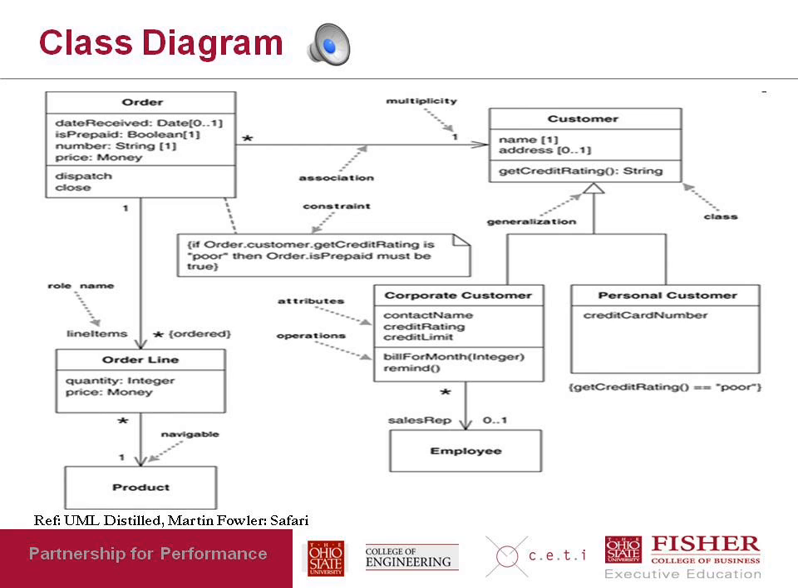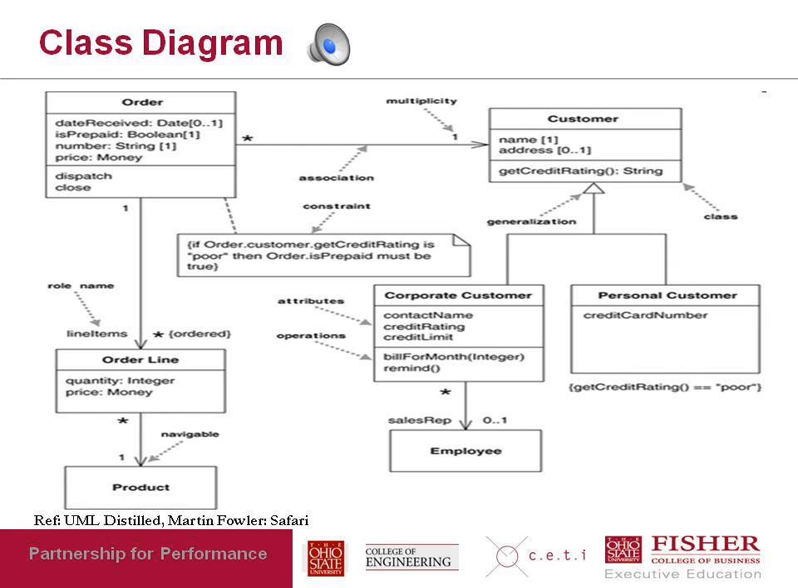Another thing that you will see in this diagram is something known as a constraint. So you will see something that says if order.customer.getCreditRating is poor, then order.isPrepaid must be true. So constraints are ways of saying something about the relationships between classes, actually instances of classes, that cannot be said diagrammatically. So it's a programmatic way of saying something about the relationship that is not easily captured, or at least we haven't figured out a notation to capture it in a diagram.